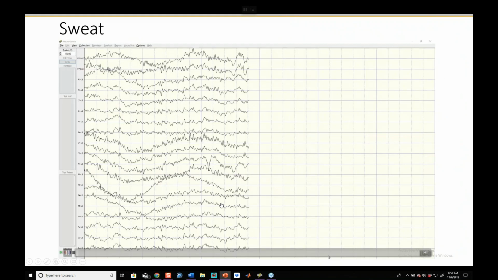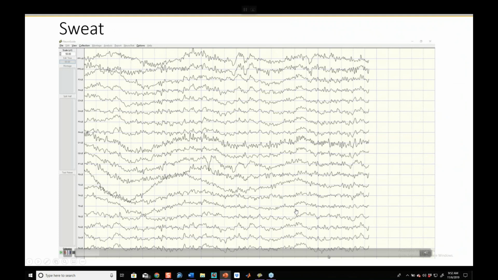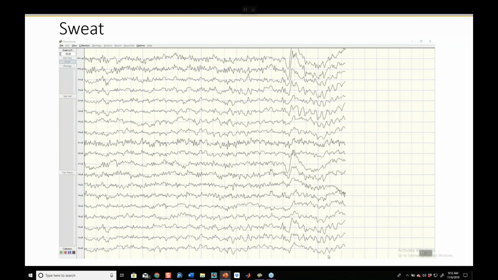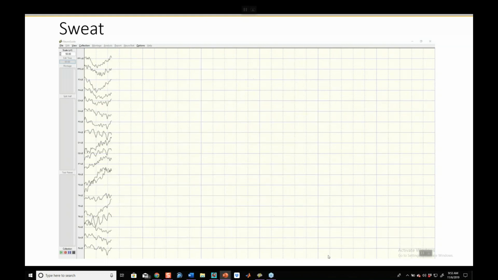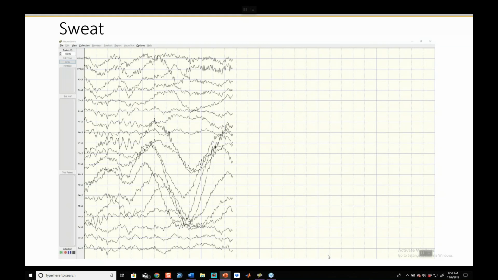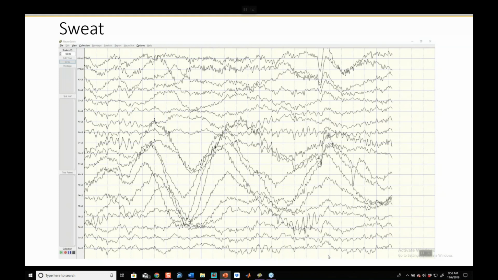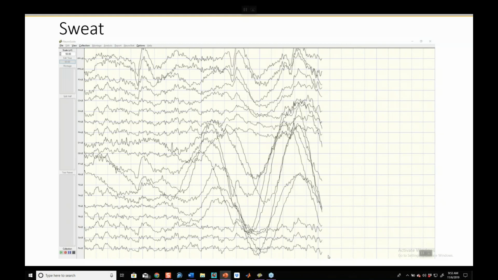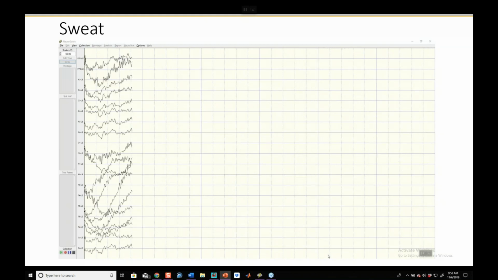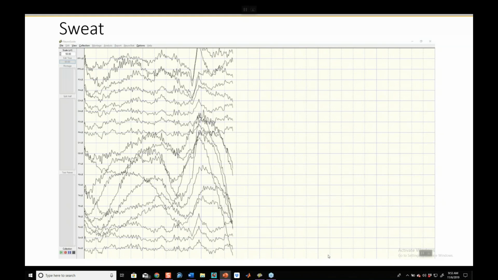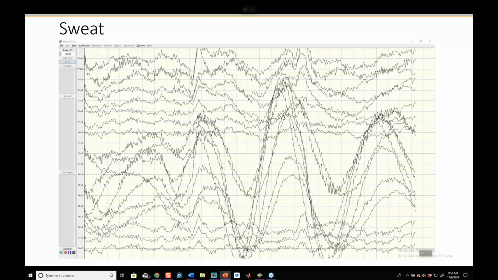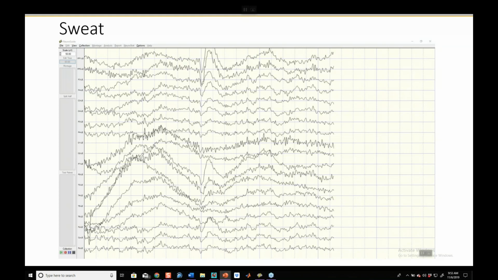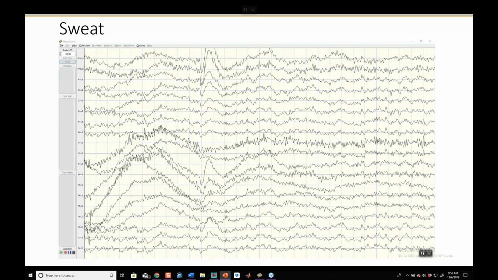Alrighty, so sweat. If you've ever had a non-air conditioned office on a hot day, or you're at someone's house and they're sweating, or someone comes into the clinic and they've just had to climb a flight of stairs, you might get some sweat artifact. And sweat artifact is big and swingy like this. What's happening is that the salt and the wetness, the moisture on their head, is impacting the salt impregnated paste in the electrodes.